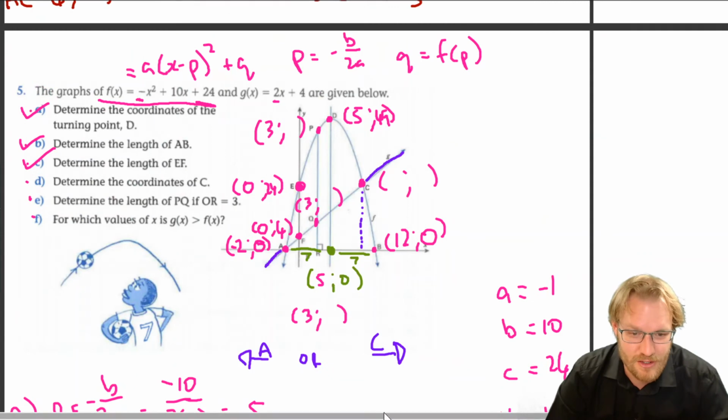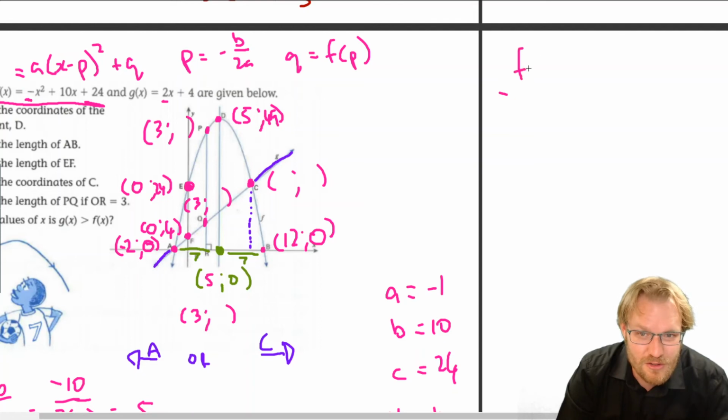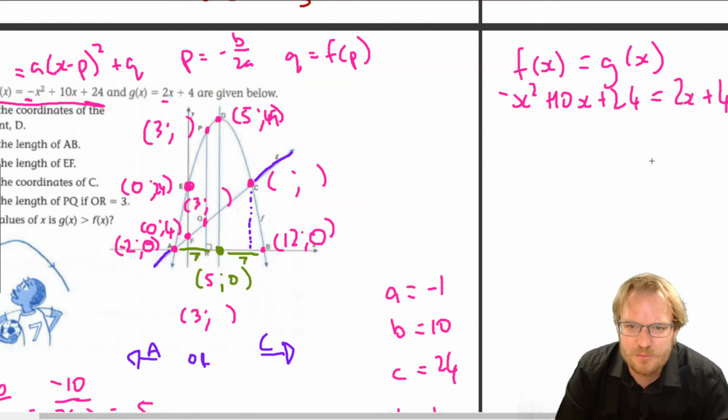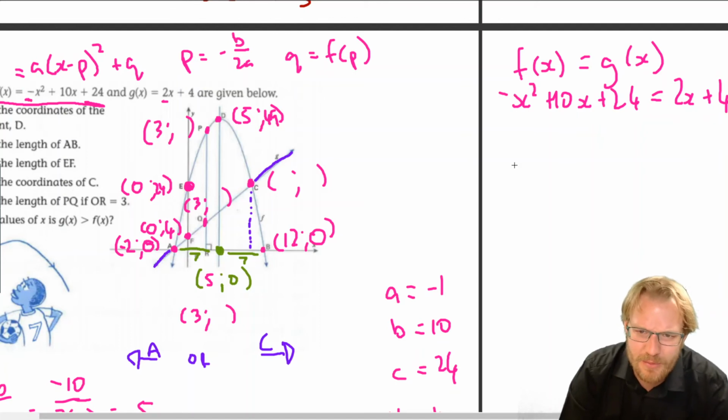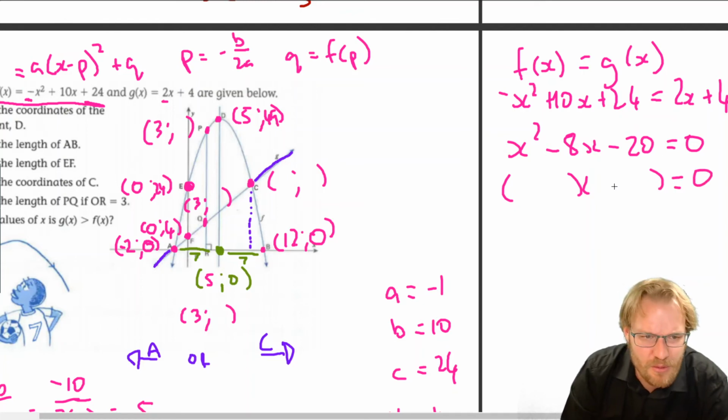Now I'm going to move over to the right here because simultaneous equations always just take a bit of time. So let's do it like this. When is f of x equal to g of x? It's nice to put that opening line, it shows what we're doing. So when is minus x squared plus 10x plus 24 equal to 2x plus 4? Okay, I'm going to rearrange to make my x squared positive. So x squared, I've got 2x minus 10x gives me minus 8x, 4 minus 24 is minus 20, equals 0. Okay, must have two values for x. We know what one of those values is going to be.